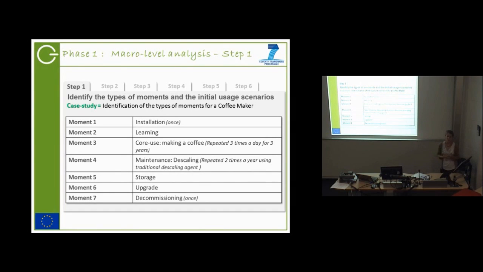And there are a lot of usage drifts that have been observed on this kind of product because people are not switching off the machine or they are not using it correctly. So we defined 7 different types of moments for the coffee maker. For example, moment 3 represents the core use, which is making one coffee, which will be repeated 3 times a day for 3 years, which is the lifetime of the machine. So we divided the entire use phase of this product into these 7 different moments.